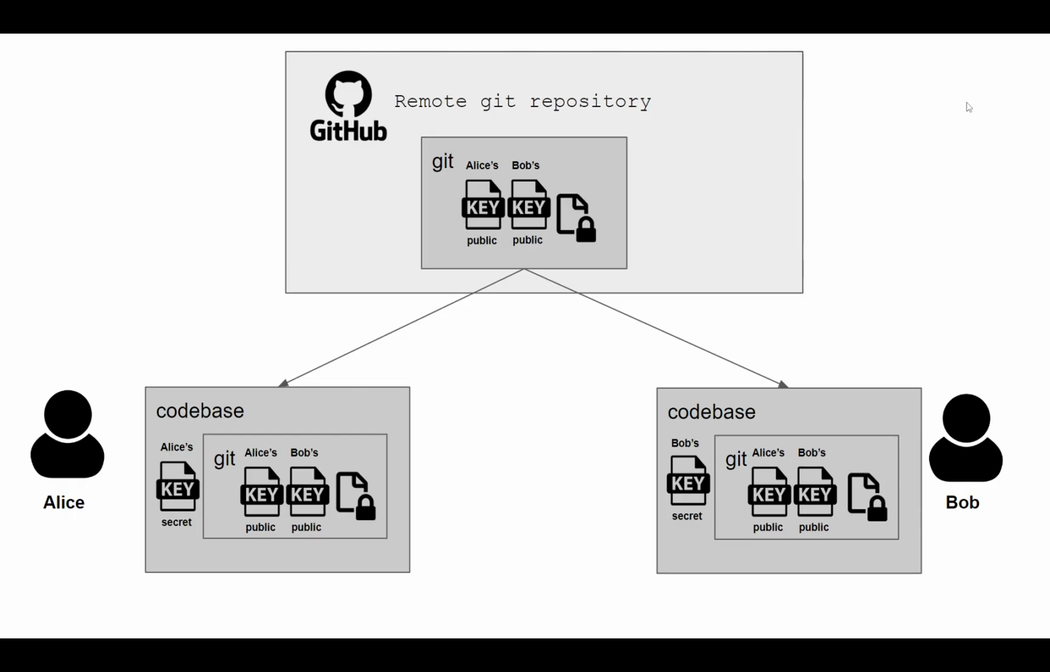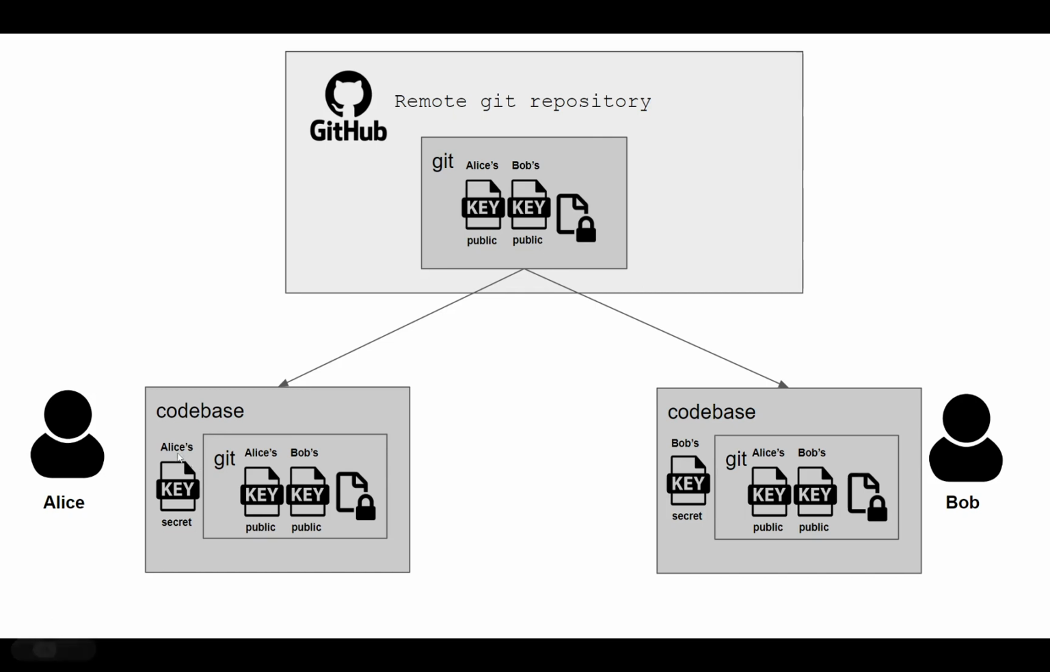How can we integrate this setup into our normal development flow? When we work in a team, then we usually have some sort of remote Git repository that stores our codebase, and that codebase is then shared amongst different users. So Alice and Bob, in this example, would clone the codebase.